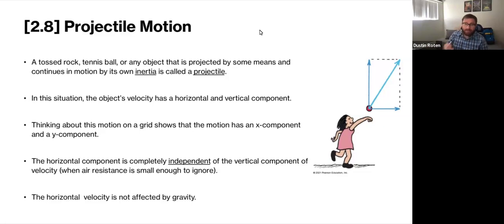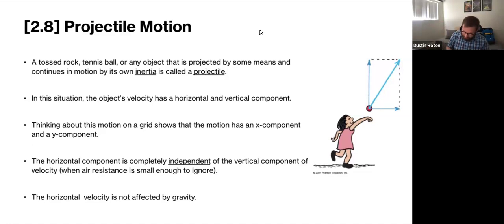All right, as promised, we're going to talk about projectile motion and then finish up this module on kinematics. So, as you are well aware, a tossed rock or tennis ball, or really any object that's projected by some means and continues in motion by its own inertia is called a projectile.